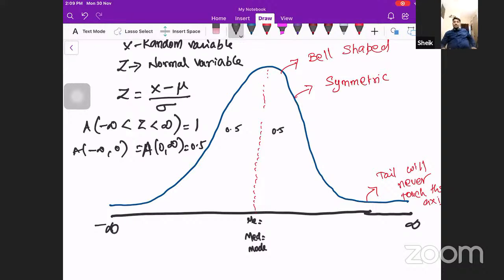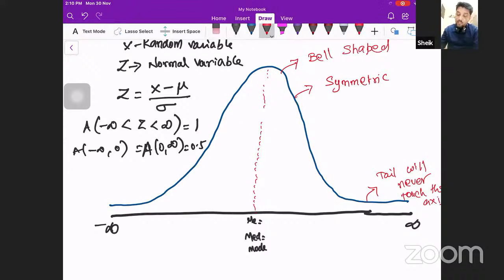Area under the curve from minus infinity to 0 and from 0 to infinity is always equal to 0.5. Now, this is our z equals x minus mu by sigma. Please note it down.